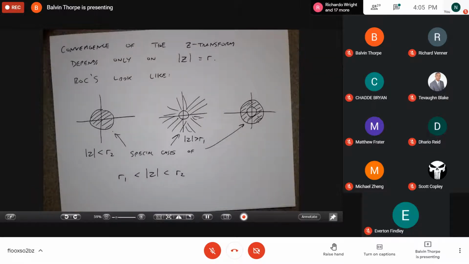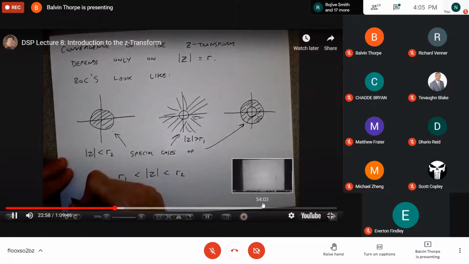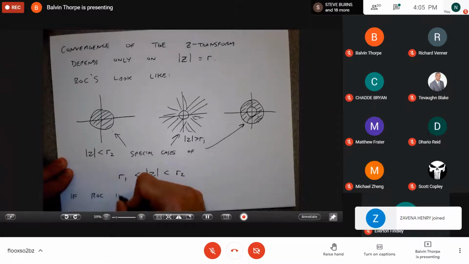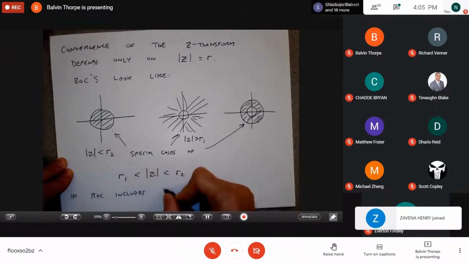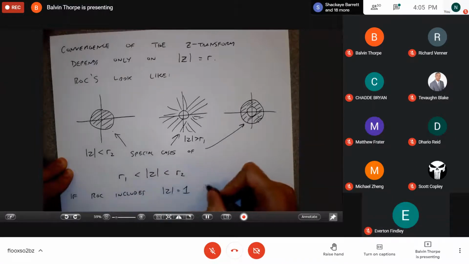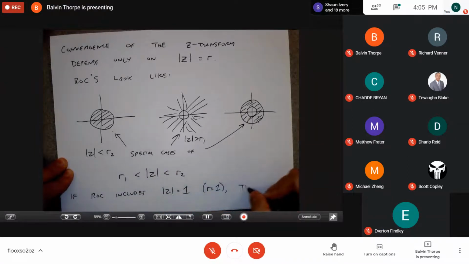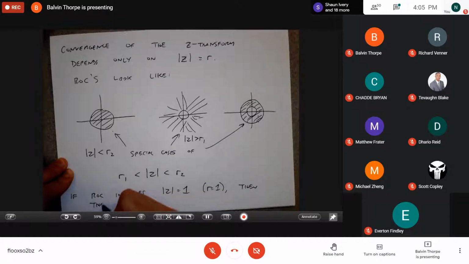Okay. And so, as I mentioned to motivate this, when the ROC includes the unit circle, that means I can talk about both the Z transform and the Fourier transform. So if the ROC includes the unit circle, then the DTFT exists, which is a way of saying that the DTFT sum converges.